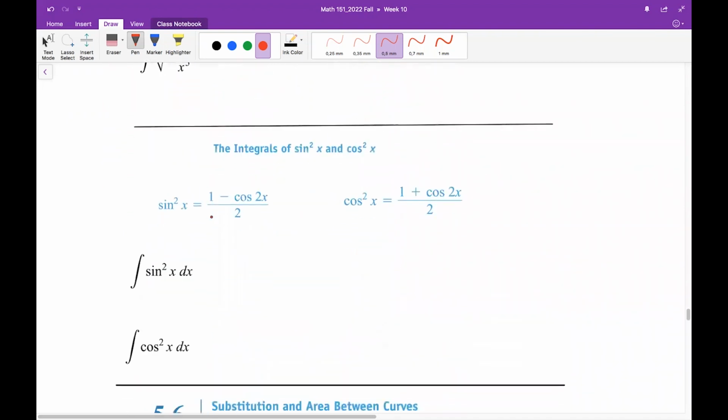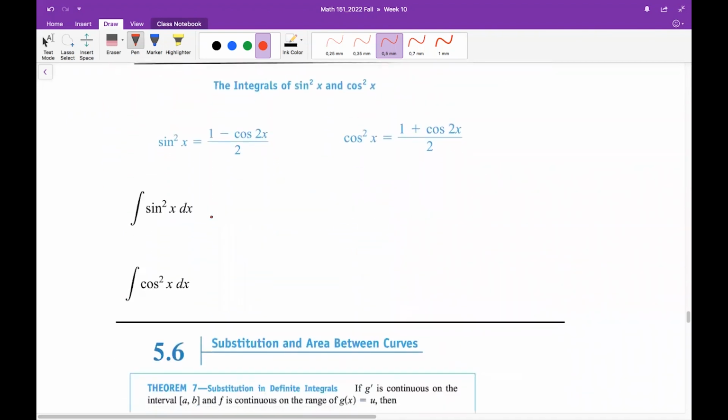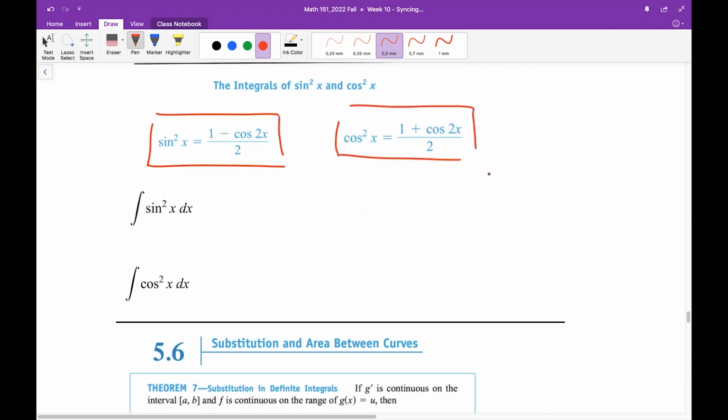So let's move on. Now we will talk about integrals of sine square and cosine square x. So these are the half angle formulas for cosine square and sine square x, and integrating sine square and cosine square is possible only if you use these half angle formulas. And if you compare these two formulas, the only difference is this sign, right? In sine square you have minus, in cosine square you have plus. This is the only difference.